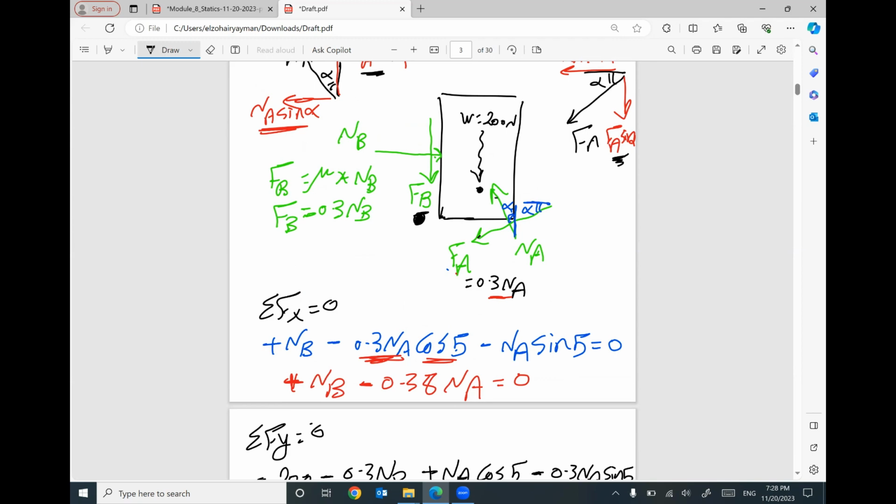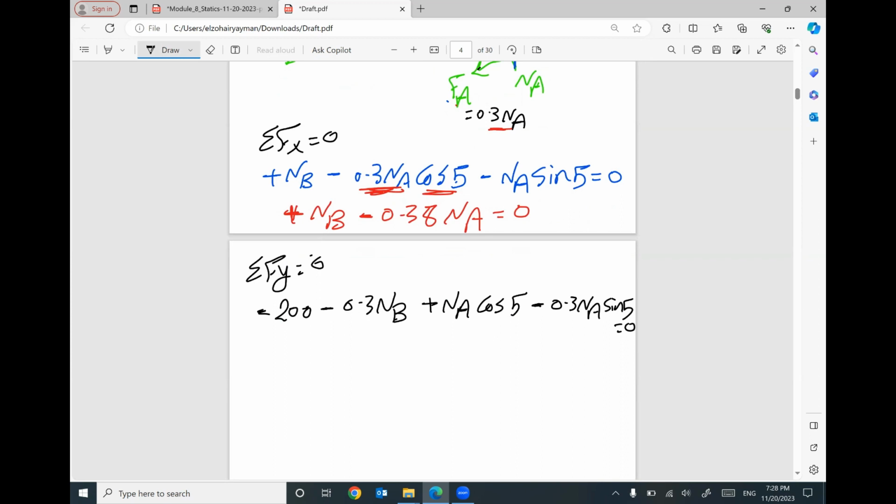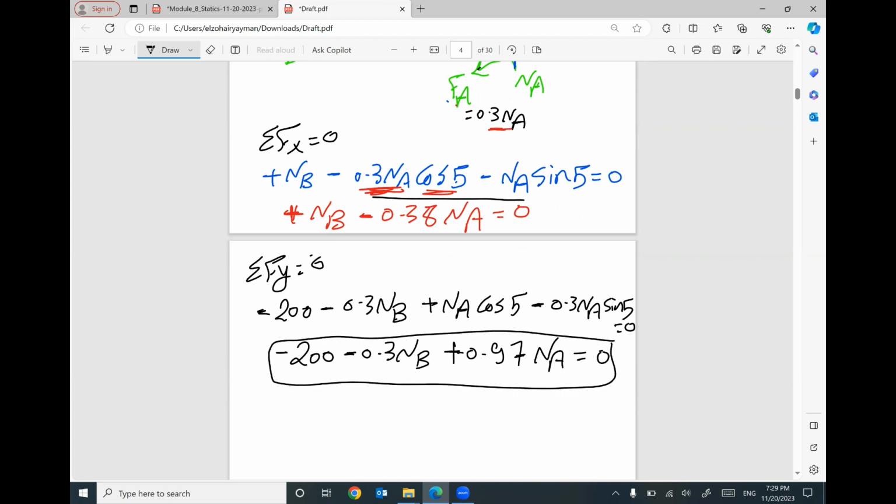So we have y force for this FB, y force for the weight, y component for FA, y component for NA. I can simplify this to be negative 200, negative 0.3 NB, and cosine 5 minus 0.3 times sine 5 equals positive 0.97 NA equals 0. If you look to this equation and this equation, I have two unknowns in two equations, NB and NA. I can solve them together.